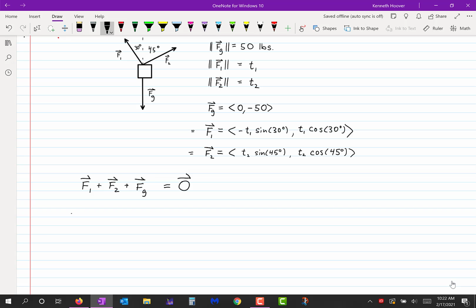Here's F1, negative T1 times the sine of 30 degrees, so that's negative 1/2 T1, comma, T1 times the cosine of 30 degrees, that's root 3 over 2 T1, there's F1, plus F2, which would be root 2 over 2 T2, comma, root 2 over 2 T2, plus Fg, which is 0, comma, negative 50, equals the zero vector 0, 0.